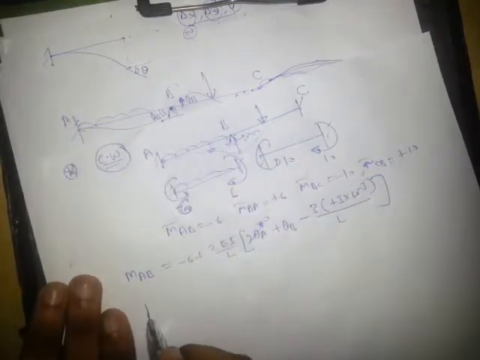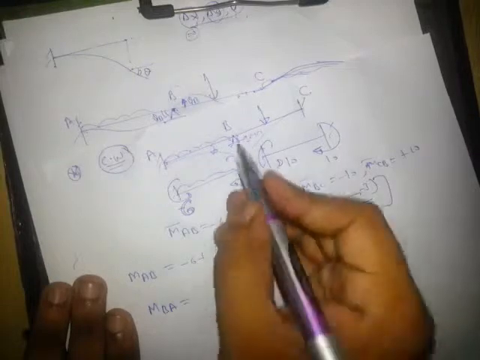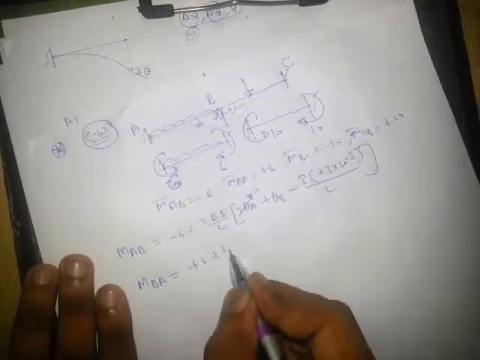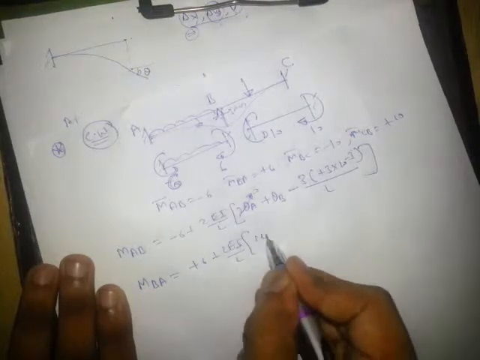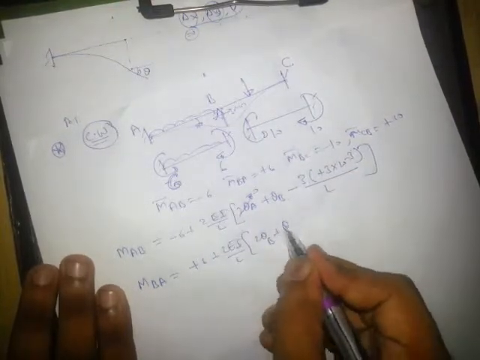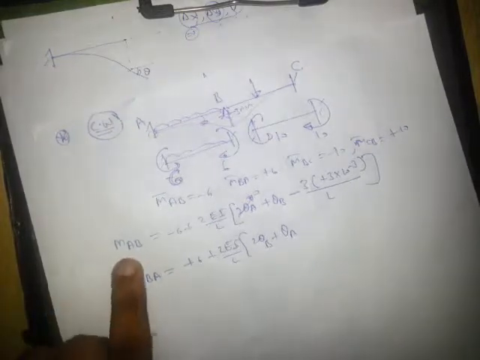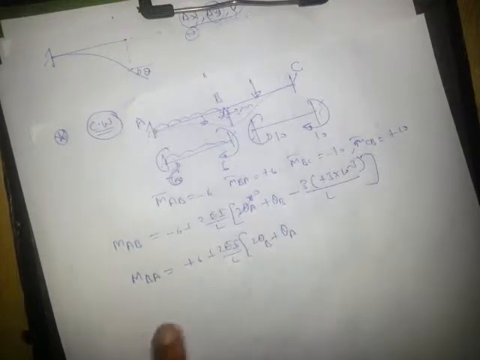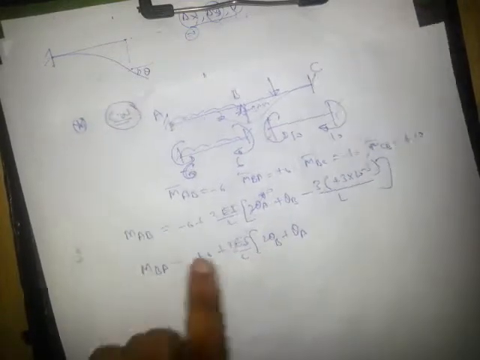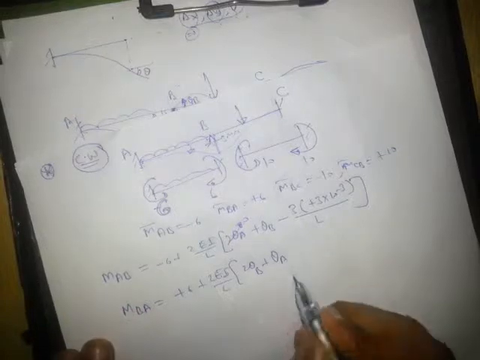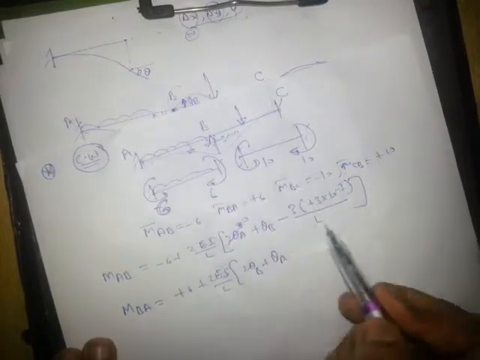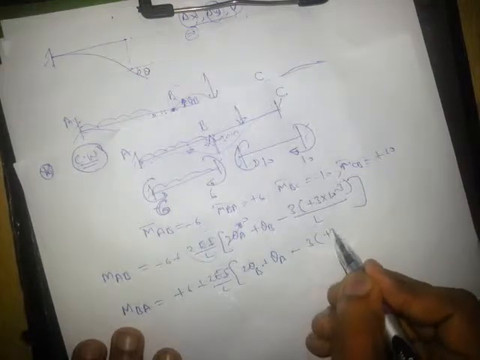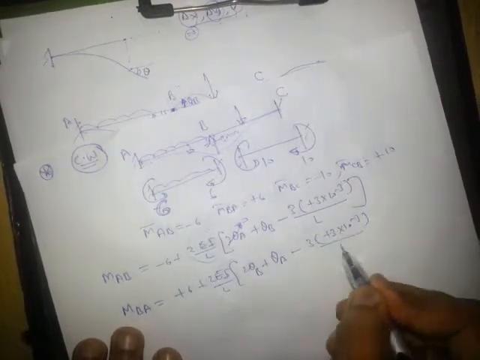This is MAB. Similarly, I can write down MBA. MBA will be M bar BA, that is plus 6, plus 2 EI divided by L, 2 theta B plus theta A. Look, to write MAB, it is twice theta A and single theta B, and for MBA, twice theta B and single theta A. And remember, for the same member, this parameter and this parameter remain the same. So we should directly write plus 3 into 10 to the power minus 3 divided by L.